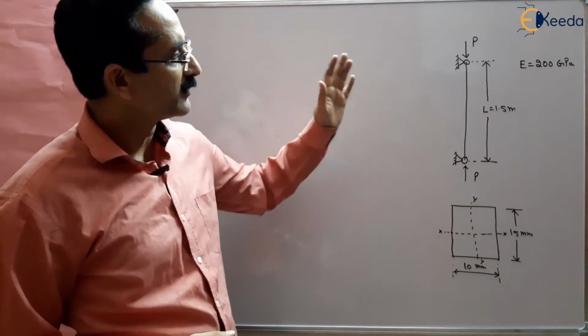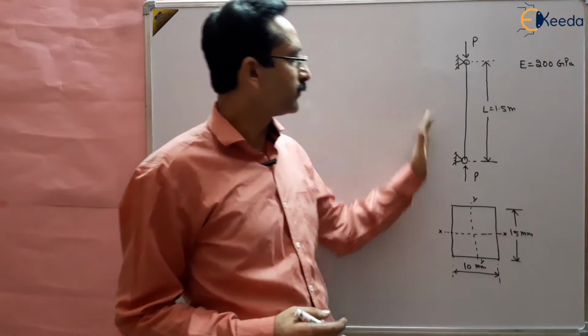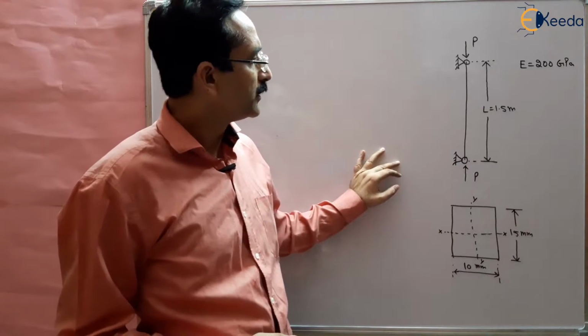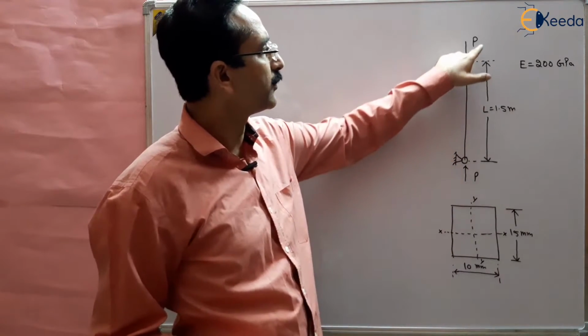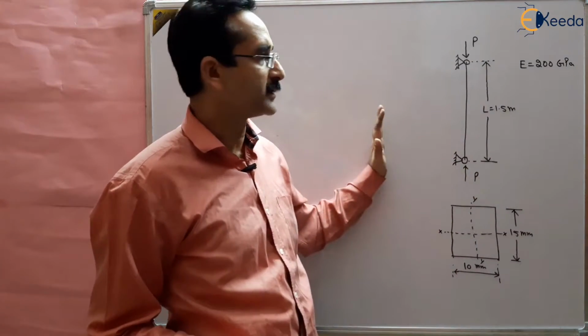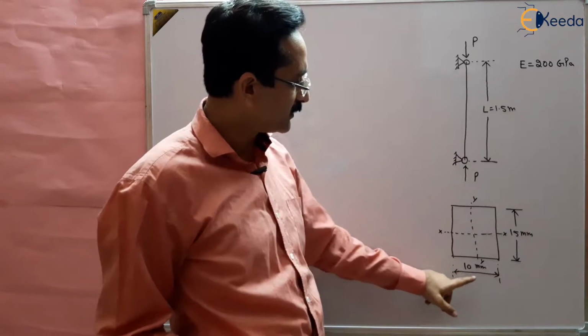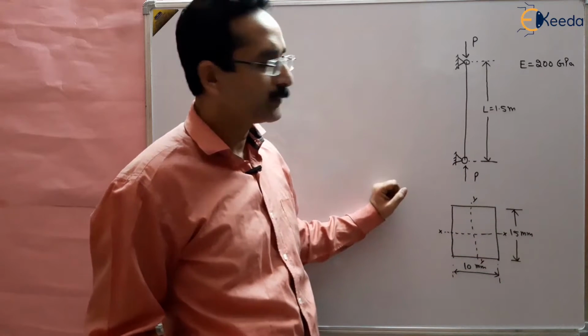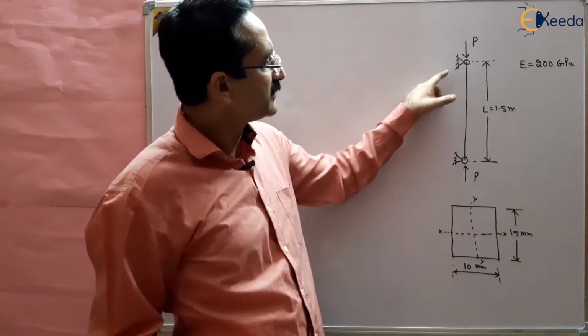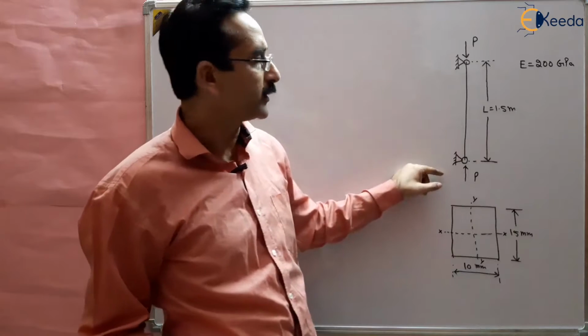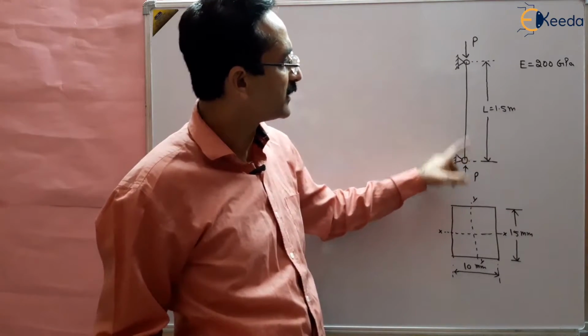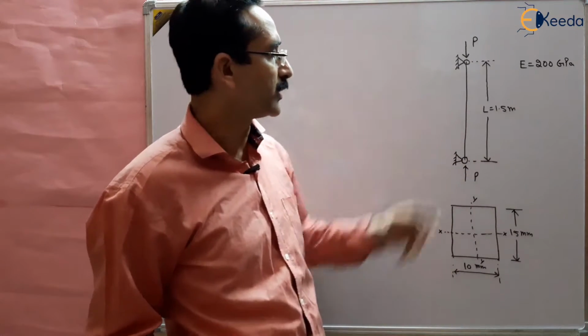In this question we are given a steel column of length 1.5 meter. Some load is applied and we have to find out the critical load. What load can be applied safely? The dimensions of this column are 10 millimeter by 15 millimeter, and it is simply supported. When we say simply supported, it means both the points are hinged. This is a hinge joint or pin joint, right?